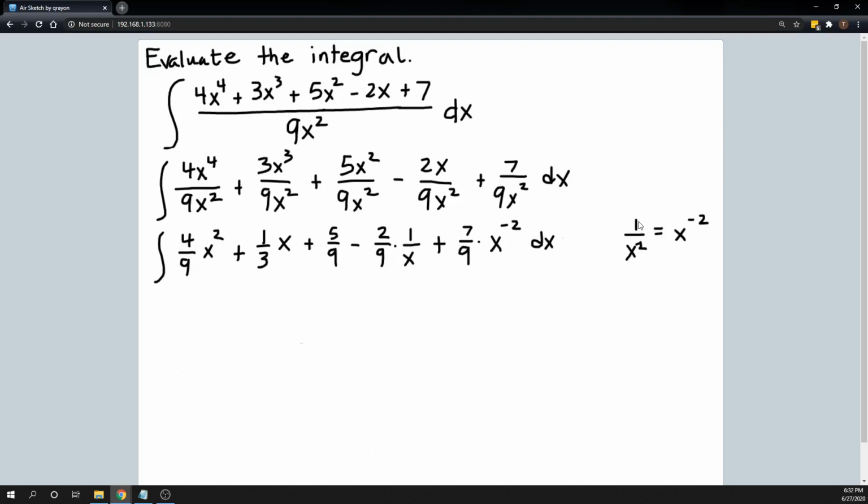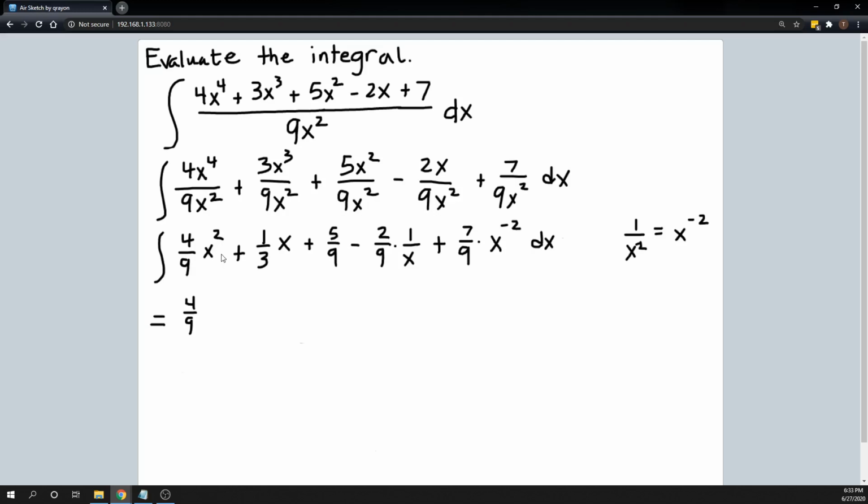All we need to do, because of the sum rule and difference rule, we don't need that integral sign anymore, is to integrate each piece and then add or subtract them together. So starting with this one, I have a constant multiple rule, that 4/9 times x squared. The constant multiple rule says rewrite the constant and multiply by the indefinite integral of the function part. The function is x squared.